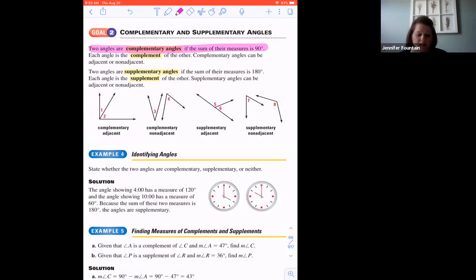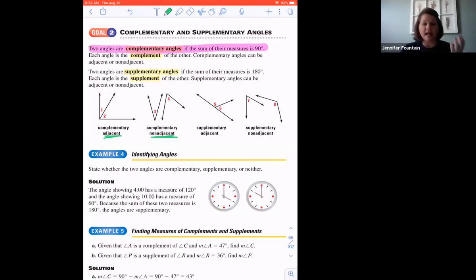Complementary angles can be adjacent or non-adjacent. So we can see in the first two examples, I have complementary angles that are adjacent because they're touching. These are adjacent because they're side by side. These are non-adjacent because they are not touching. They don't match up on a side, and don't have a common vertex. But just because they're not touching doesn't mean that they can't be complements.